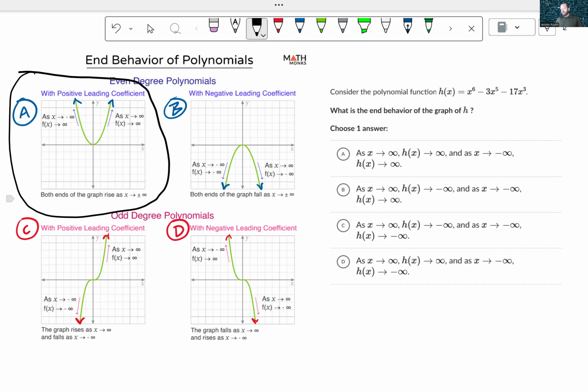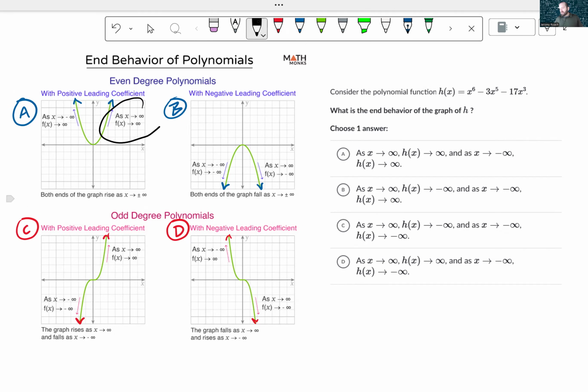Once you know that, now you can figure out what these rules are saying. Well, as x approaches infinity, y approaches infinity. That's true right there. That's the first statement for A. The second statement for A says as x approaches negative infinity, y approaches positive infinity. And that's that statement there. So this has to be A for this one. If you look at the rest of these, they're not going to match up to the rule for A with a positive leading coefficient and an even degree.